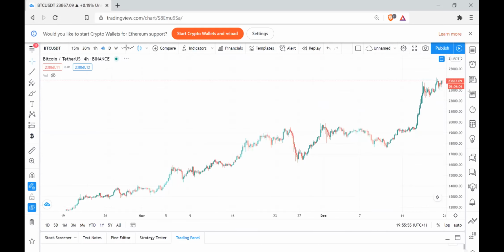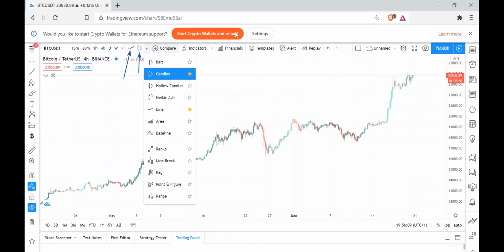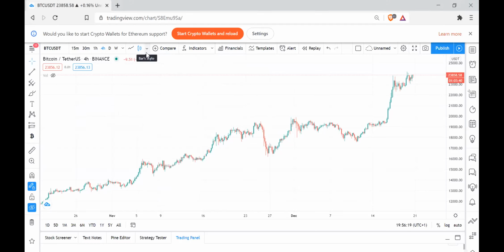Over here we have the types of charts. Here's the line chart. What we're currently on, that's shaded slightly blue, is the candlestick chart, and there are others as well. You have the bar charts, bars, hollow candles, Heikin-Ashi, line, area, baseline, and so on. You just choose what works for you and go with it. But candlestick charts are the most popular.